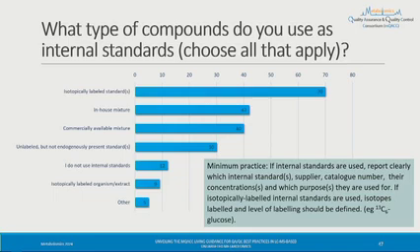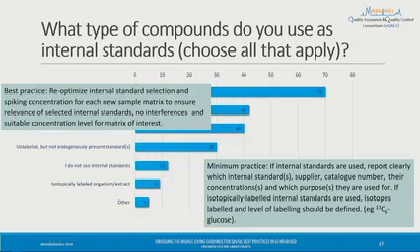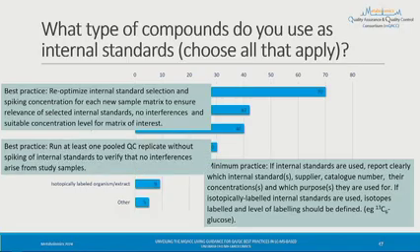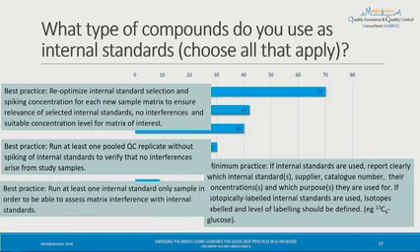So this leads to the minimum practice that we had. So minimum and best practice. If internal standards are used, tell us which ones and why you are using them. And also to the best practice regarding re-optimizing the mixture and concentration of internal standards that you are using for each matrix of interest that you are working on. And this one also leads to best practice to run at least one pooled QC to verify that there is no interferences, and to run at least one internal standard to verify there is no matrix interference with internal standards.